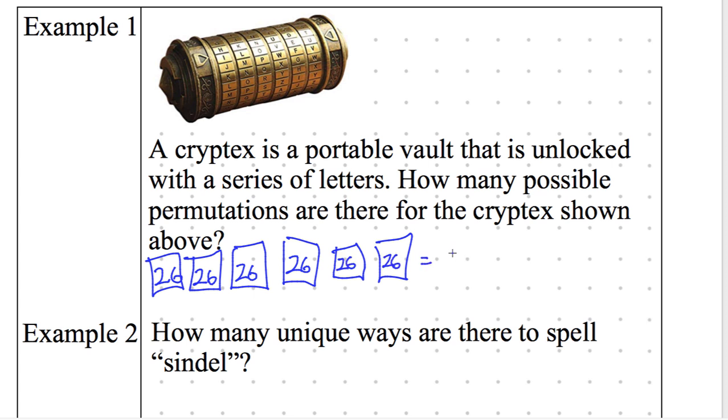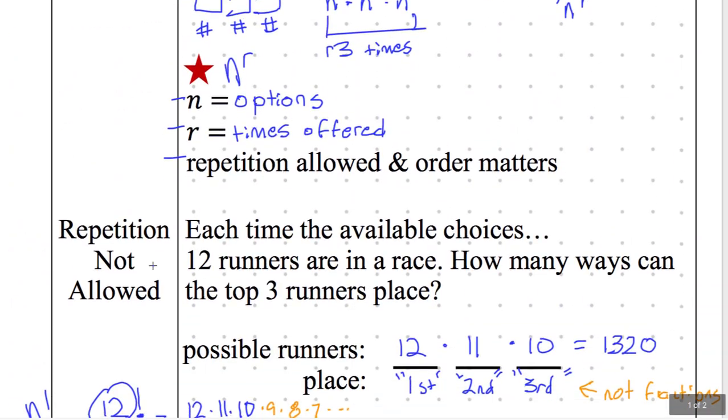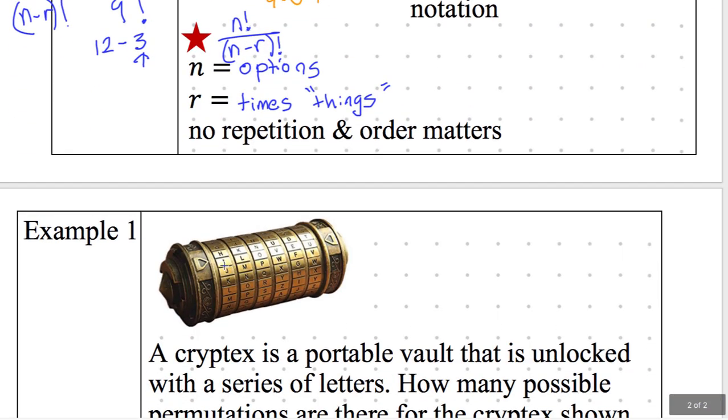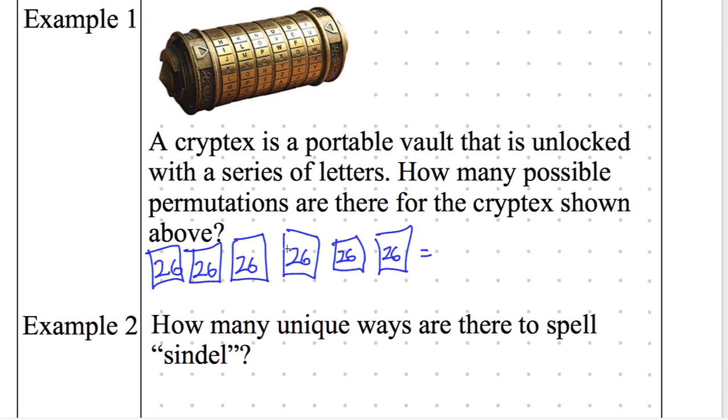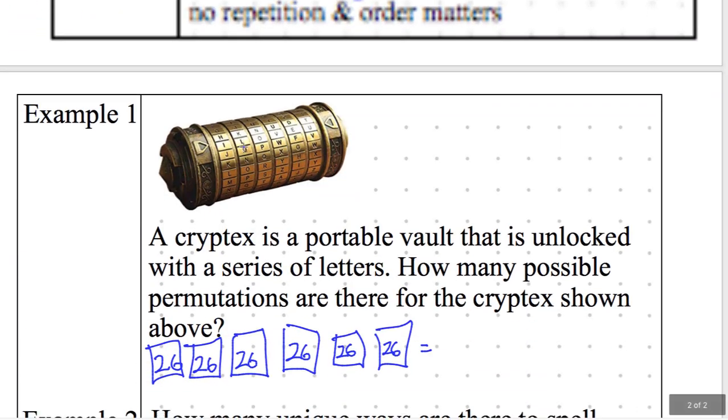Order, repetition is allowed. The code could have been A. We could have had repetition. It's allowed. So repetition is allowed, which means we're up here with this formula: N to the power of r.